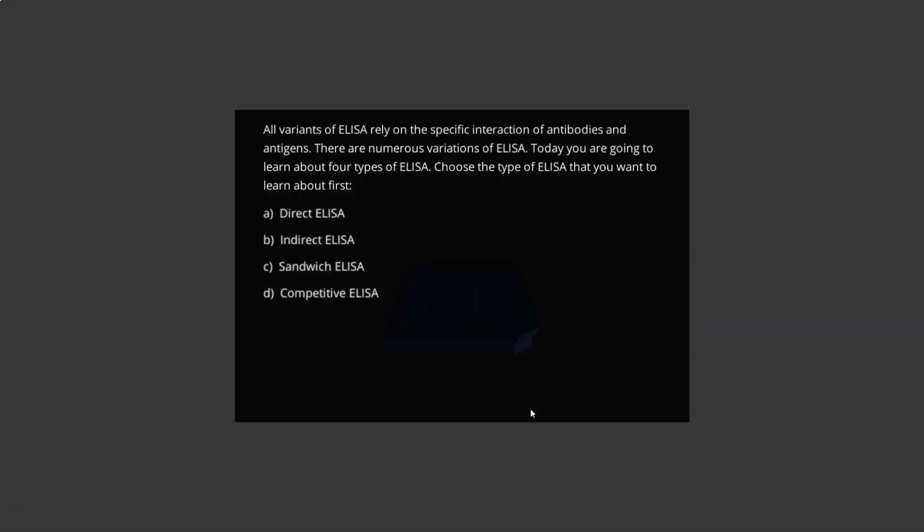All variants of ELISA rely on the specific interaction of antibodies and antigens. There are numerous variations of ELISA. Today you are going to learn about 4 types of ELISA. Choose the type of ELISA that you want to learn about first.